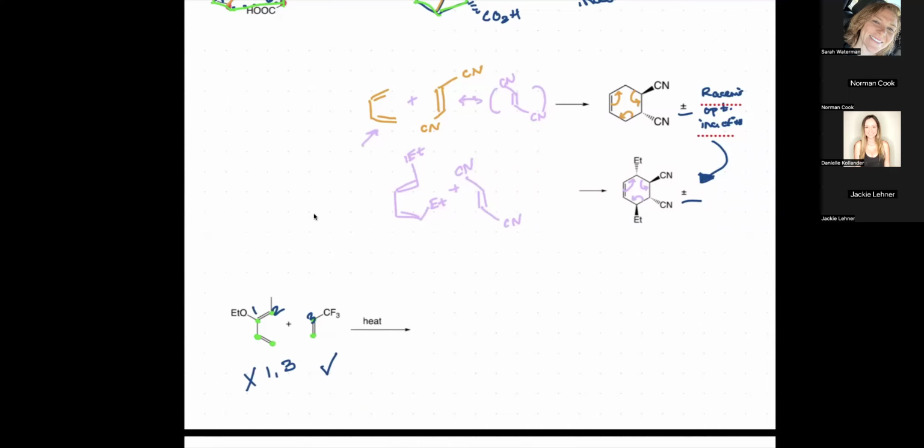Would you just turn the CF3? Yeah, you can have a 1,4, right? So this product, you just flip it over. There, now look at that. So now you can make the attack, right?